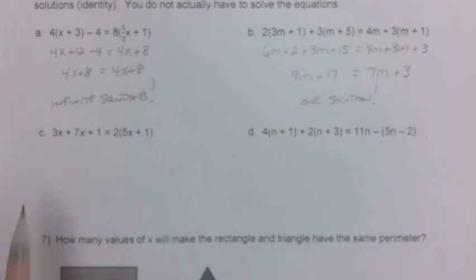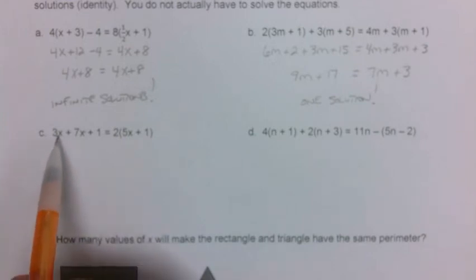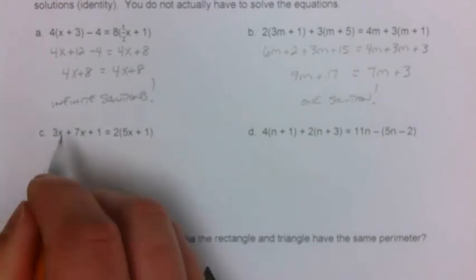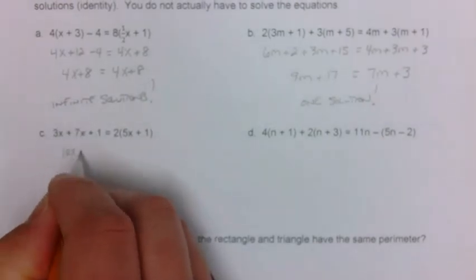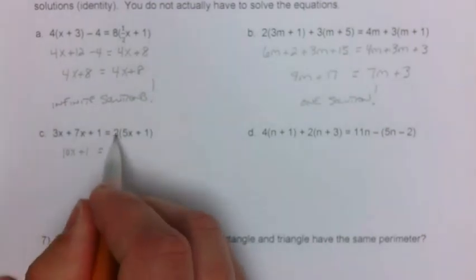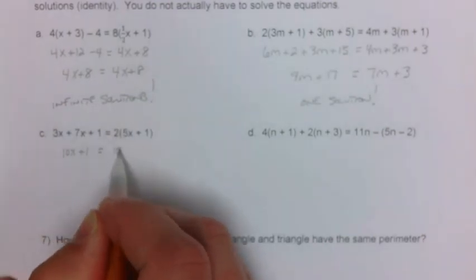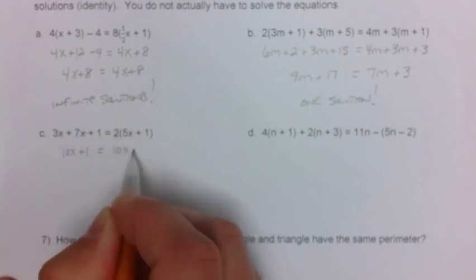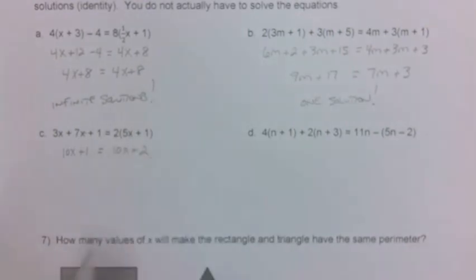Example C. Okay, on the left side, I have 3x plus 7x, which would make 10x plus 1 equals, on the right-hand side, 2 times 5x is 10x, and 2 times 1 is 2. And both sides are simplified. There's nothing else I can do.